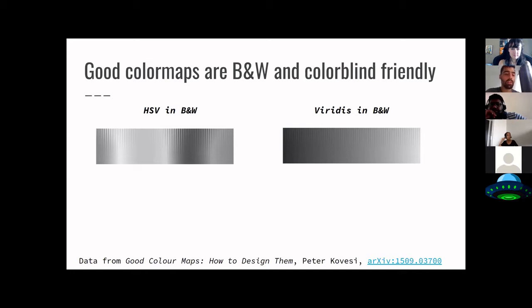We still have features that are washed out. We can't even tell where the data has smallest values and where it has higher values. It's really hard to read. On the other hand, Viridis is perfectly legible in black and white.